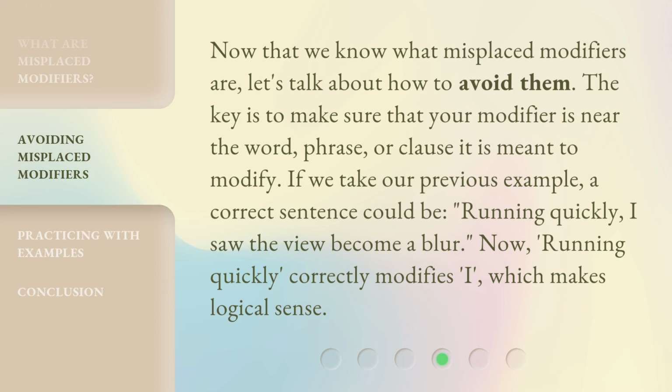Now that we know what misplaced modifiers are, let's talk about how to avoid them. The key is to make sure that your modifier is near the word, phrase, or clause it is meant to modify. If we take our previous example, a correct sentence could be, "Running quickly, I saw the view become a blur." Now, running quickly correctly modifies I, which makes logical sense.